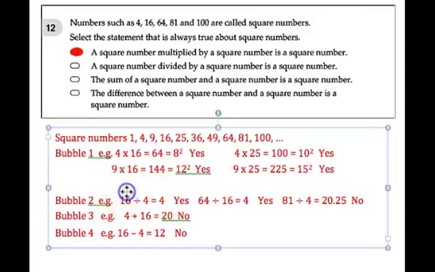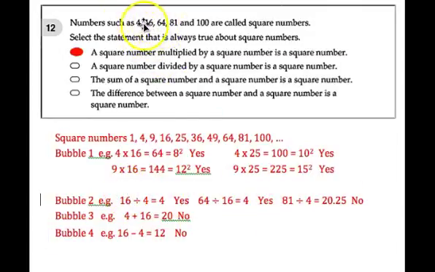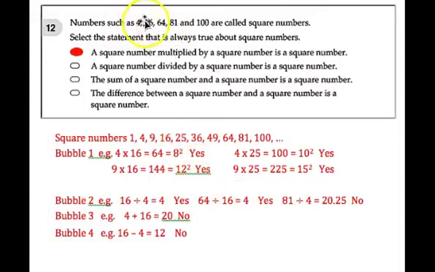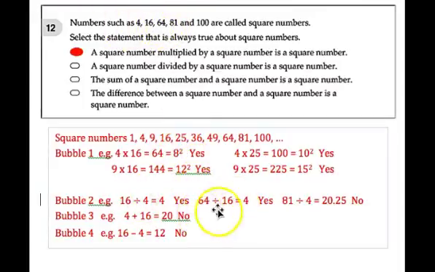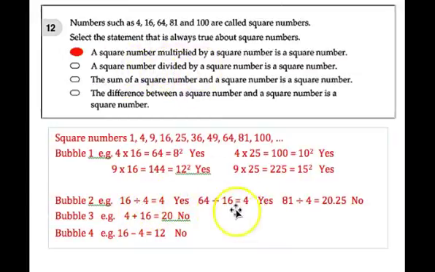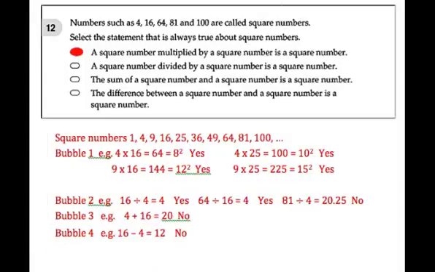So just being very careful, for example, with bubble 2, especially with the square numbers that they've given you, they've missed out on 9 and 25 and 36. And these first three square numbers make the divisible statement, statement number 2, look like it's correct, but it's not. So just be very careful. Okay, so the answer there is bubble 1.